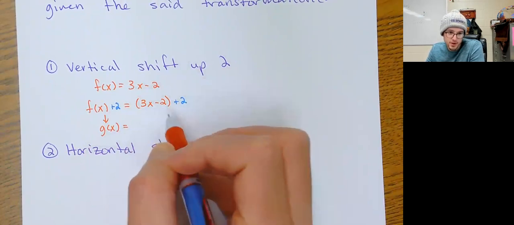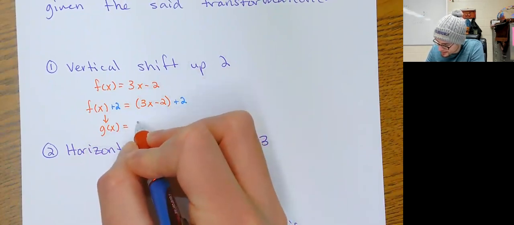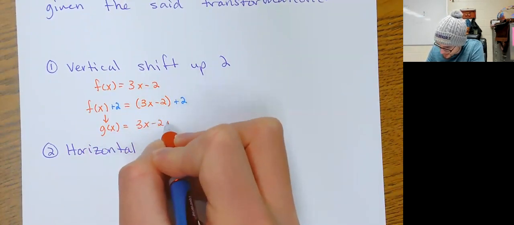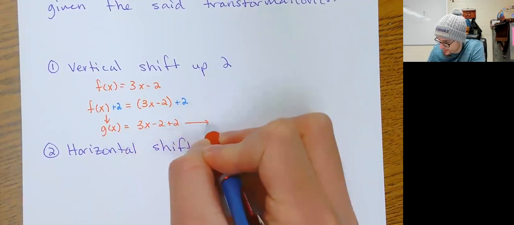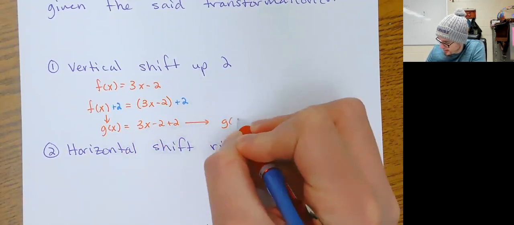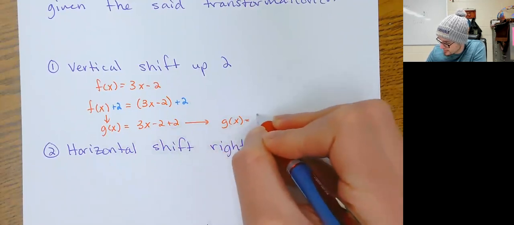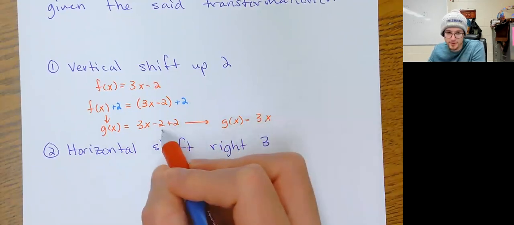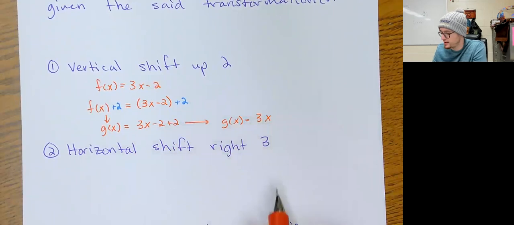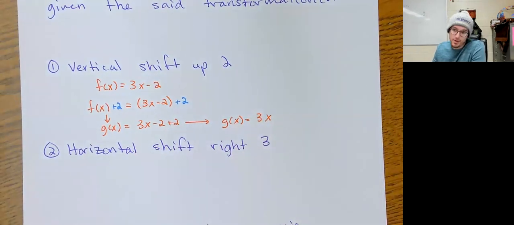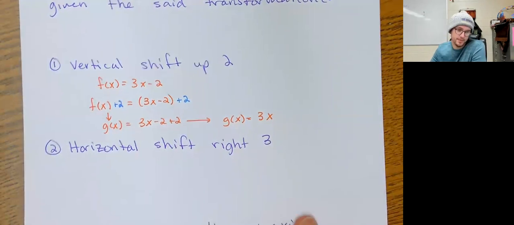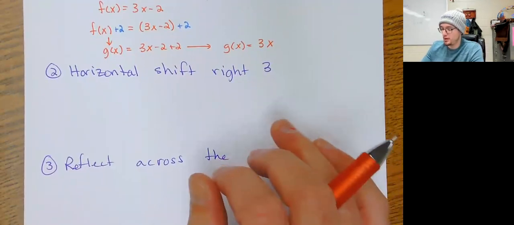So do the parentheses really matter? No, they don't. So that's just going to be 3x minus 2 plus 2. Well, that means g of x equals 3x, because negative 2 plus 2 cancels out, and I just get g of x equals 3x. Did not give myself enough room for this. Whatever. It is what it is. Too late now.